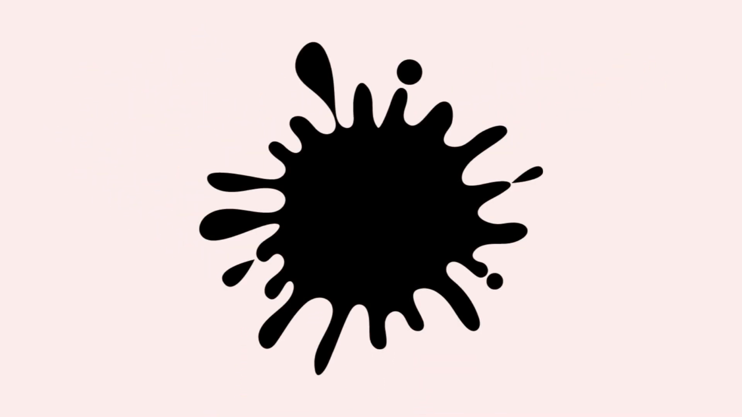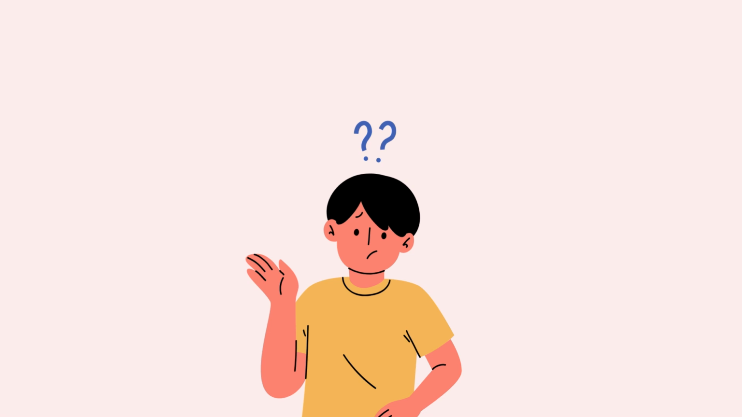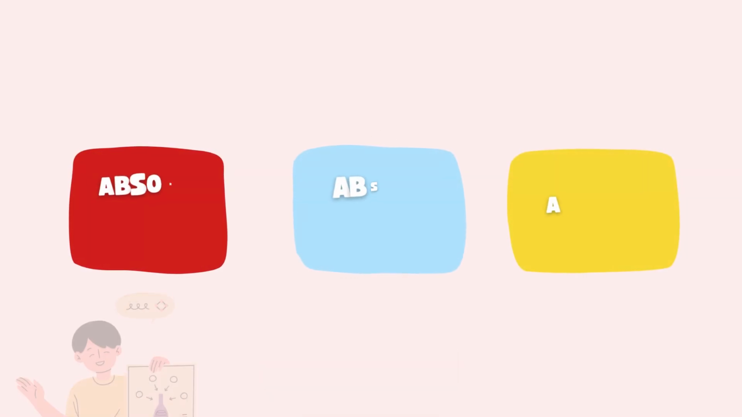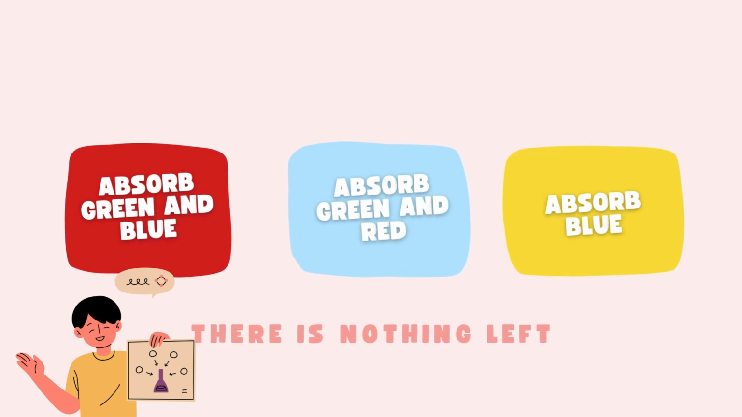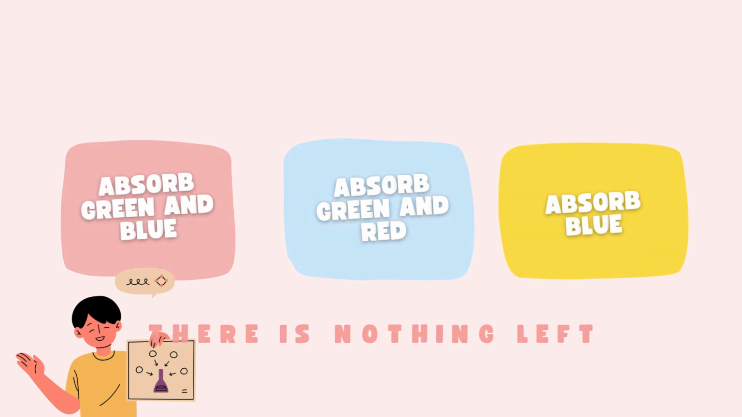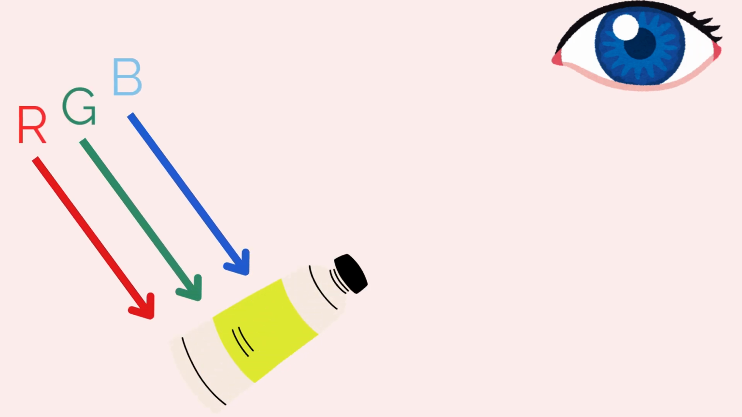When you mix red, yellow and blue paints, you will get black. Why? This happens because each pigment absorbs or subtracts certain wavelengths of light and reflects others. For example, a yellow pigment absorbs blue light, but reflects red light and green light, making it look yellow.